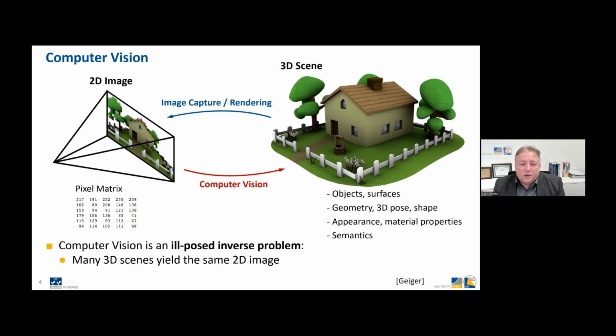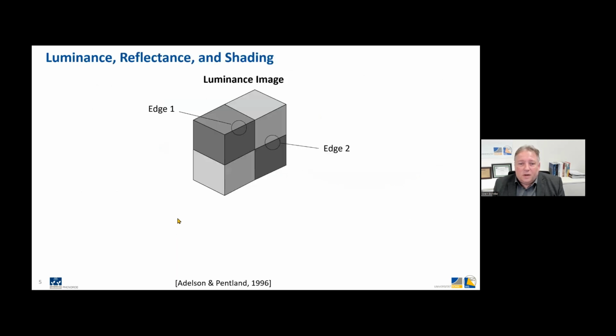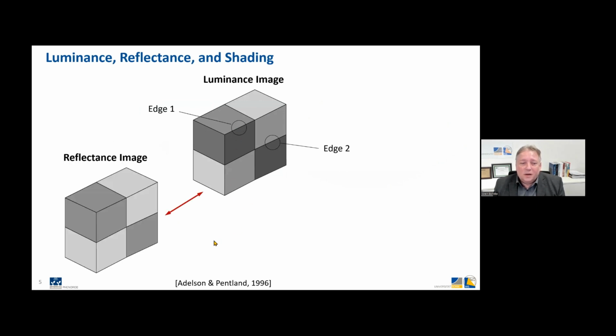Unfortunately, computer vision is an ill-posed inverse problem. So many 3D scenes result in the same image, and hence we need to incorporate additional constraints, knowledge about the world, inductive biases in order to make sense of such data. You can easily see that, for example, when you look at this image, that just is the brightness, the luminance that we measure. And if you look at these two edges, they actually have the same contrast.